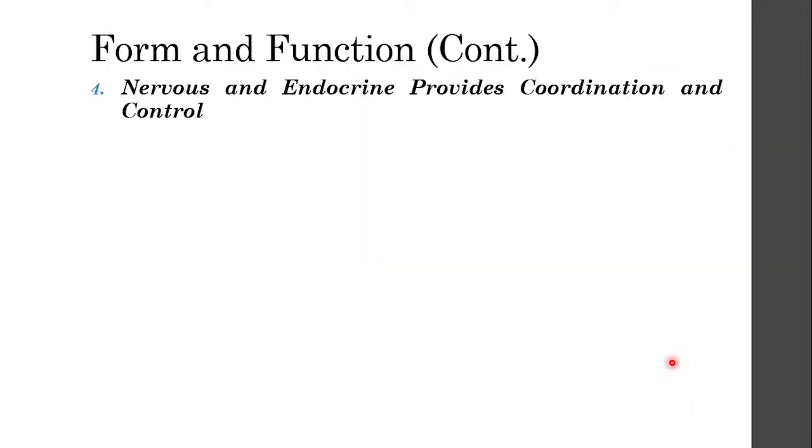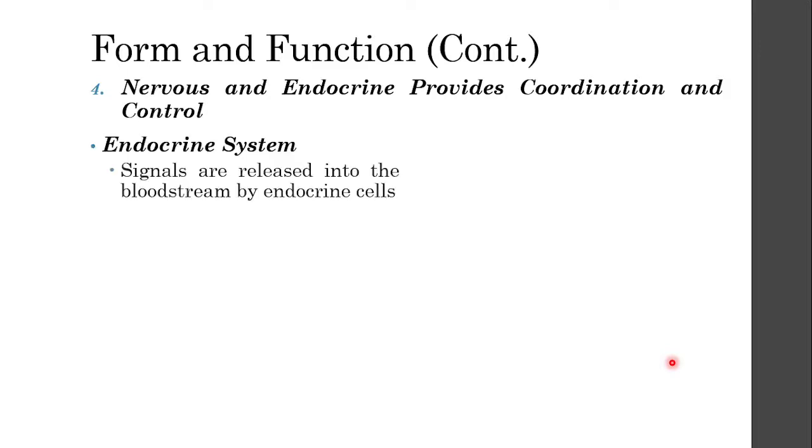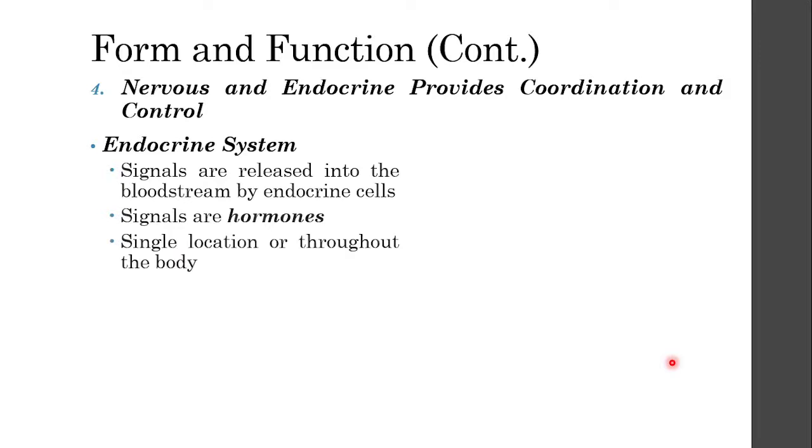Next, let's move on to the fourth part of form and function, which is the nervous system and the endocrine system. The nervous system and the endocrine system share a lot of things with a lot of species. The endocrine system is basically the system that releases signals into your bloodstream, and these signals are released by endocrine cells called hormones. So the hormones are part of your endocrine system.